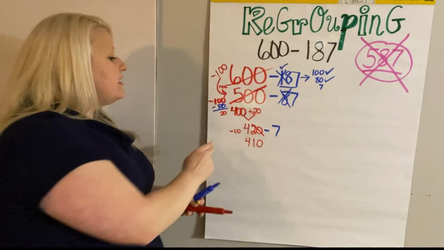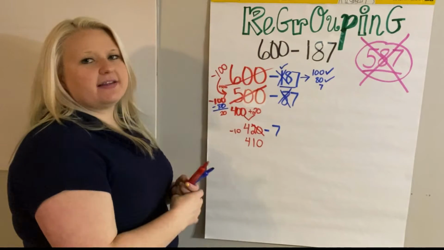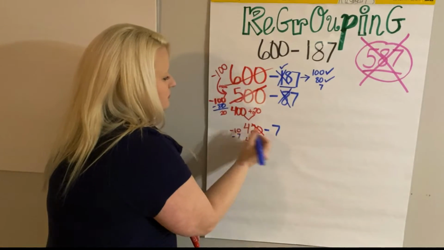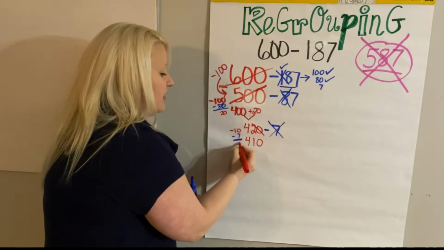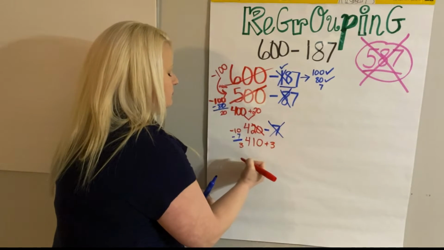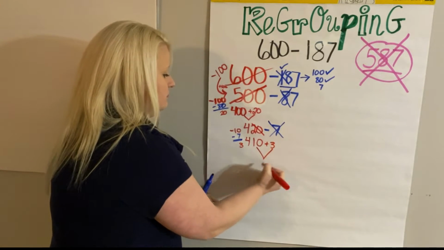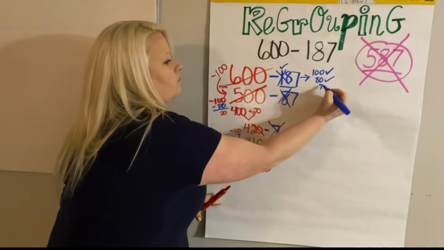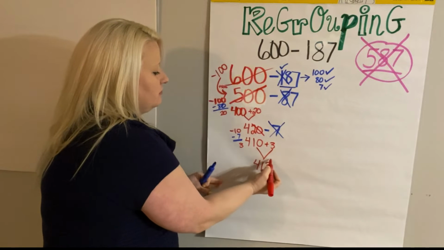All right, so I'm going to take this 10 and I'm going to subtract my 7 from it, because I can take 7 away from 10. And I'm going to get 3 left over. I have 413. So that's my answer.